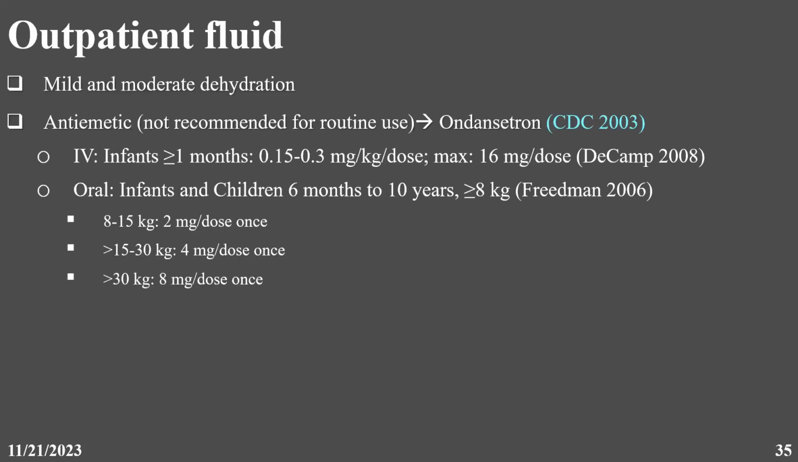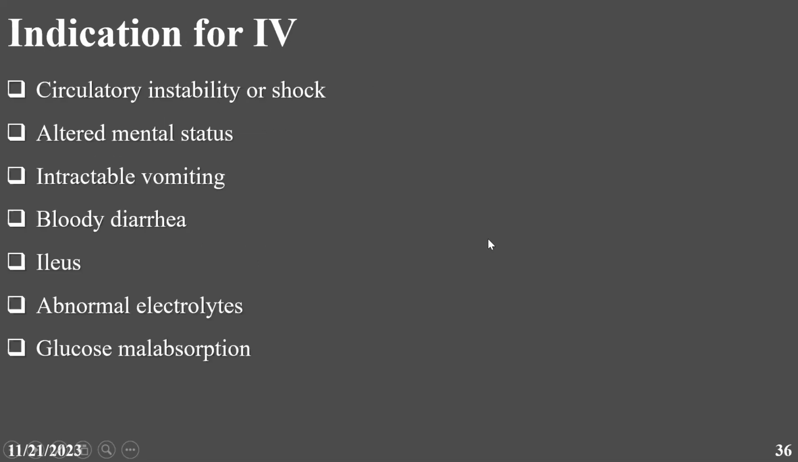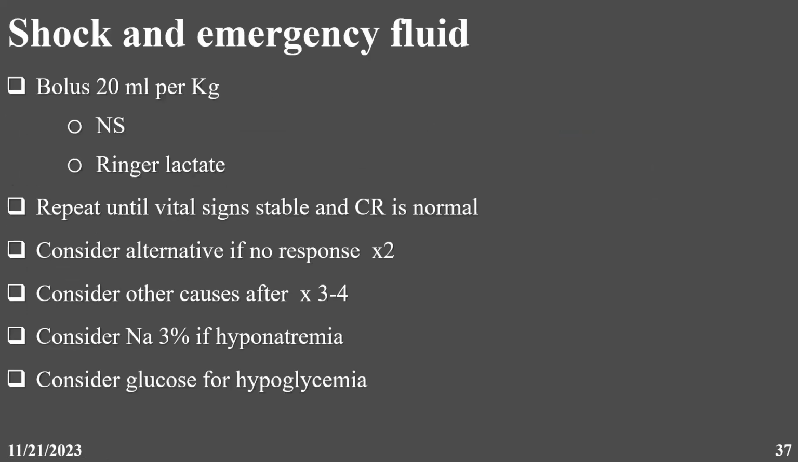Okay. So these are calculations. If there is vomiting, it's recommended by CDC to give ondansetron to prevent vomiting. And then this is the dose, how to give the ondansetron, depending on these references. I don't think this is important. IV fluid, if you are shocked, if you have abnormal mental status, persistent vomiting, bloody diarrhea, ileus, abnormal electrolytes, or if you have a glucose problem, you need IV fluid.